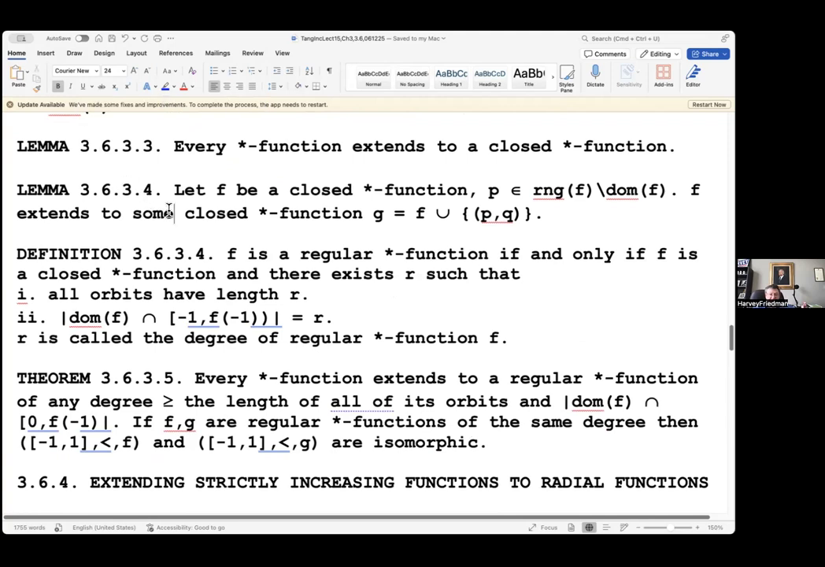Okay, now this one, suppose F is a closed function, then I can always take a closed function in any point in the range that's not in the domain, and extend it and still keep a closed function.